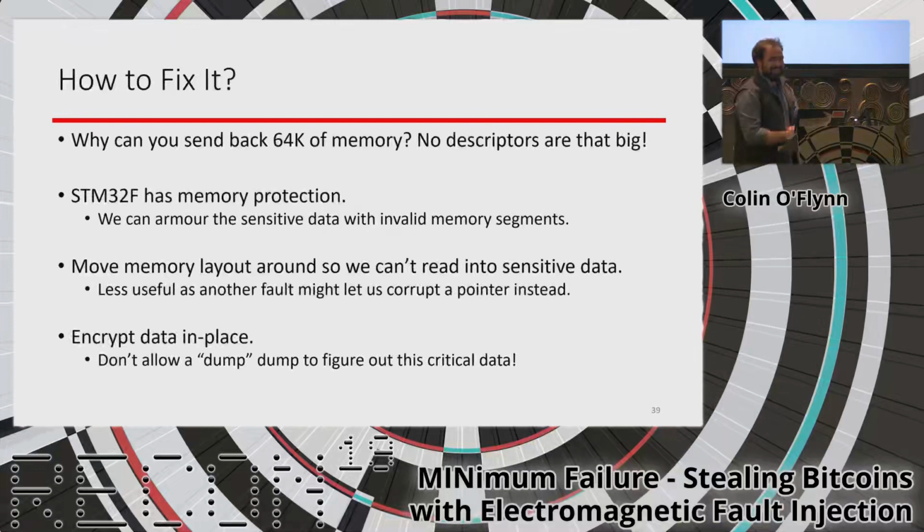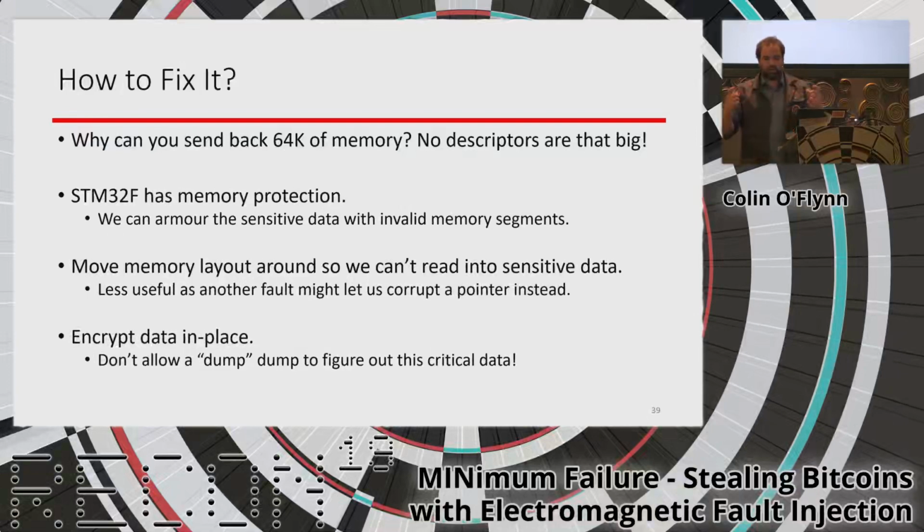Okay, how to fix it. So basically, why can you send back 64K of memory? Number one, that was the thing. No descriptors are that big. So I mentioned that I wanted to check that worked with my simulated effect, specifically because I thought, hey, maybe they limit it to only sending back 256 bytes. So you can just mask off the return value to ensure nobody can get a full 64K of memory, because that's not needed for these stacks.